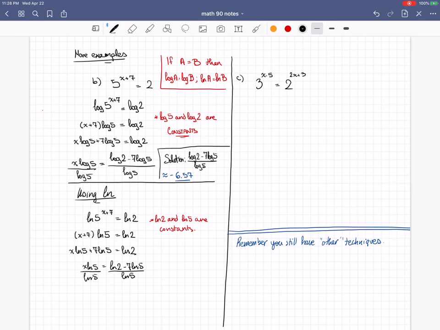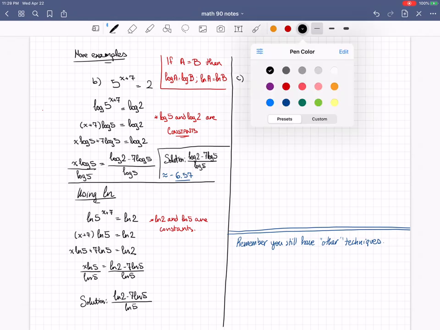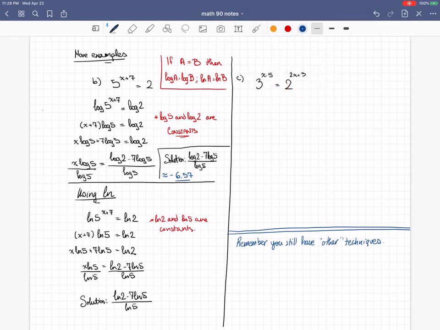All right, so let's write this here. The solution to this equation is the natural log of 2 minus 7 natural log of 5 over the natural log of 5. Again, we don't want to get carried away. You can't reduce that natural log of 5 because only one piece of the numerator is divisible by it.